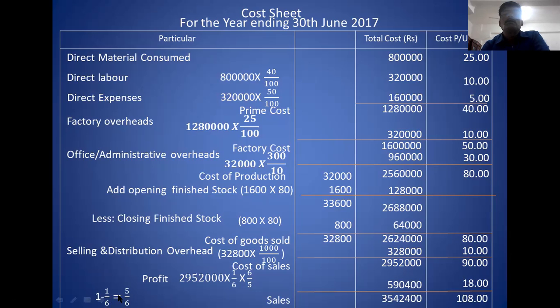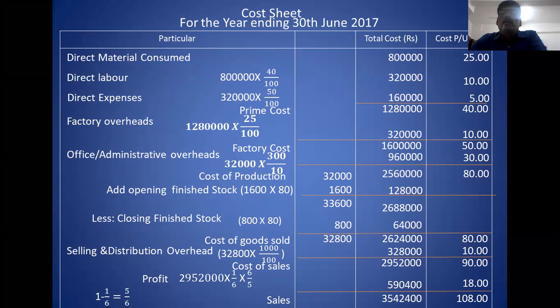You see here, I calculated: 1 minus 1/6 is equal to 5/6. 5/6 is called cost of sale. Remember this. Out of 1 rupee sale, 1/6 is the profit, so you deduct 1/6 from 1. 5/6 is the cost of sale. So for 5/6 cost of sale, 1/6 is the profit.